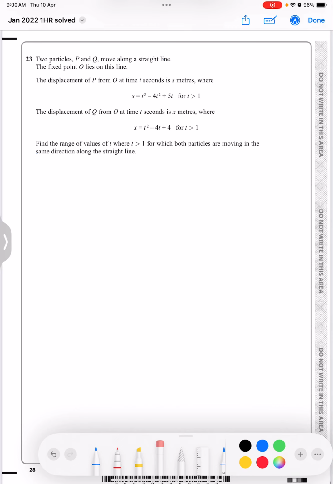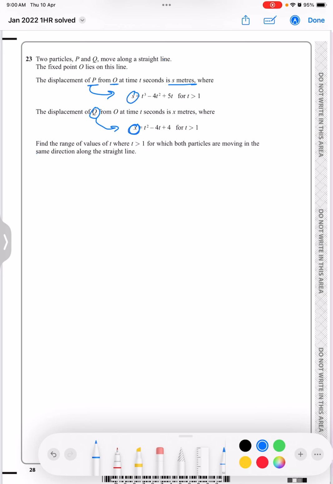This is question 23 from January 2022, paper 1 HR, and the question says, two particles P and Q move along the straight line. The fixed point O lies on this line. Displacement of P from O at time T is S meters. So this is for P, and this is the displacement equation for Q in terms of T, and here S is the displacement.